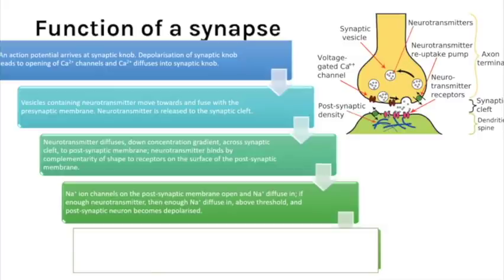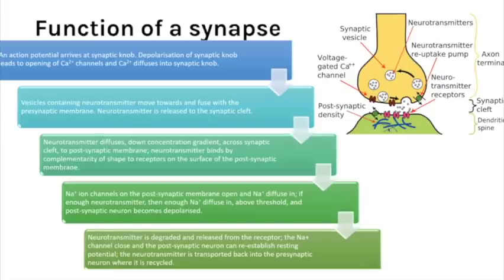When those neurotransmitters bind to the receptors, it causes the sodium ion channels on the postsynaptic membrane to open. Therefore, sodium ions will diffuse in, and if enough sodium ions diffuse in to exceed that minus 55 millivolt threshold, then the action potential is generated. So that will then cause that action potential to be generated in the postsynaptic membrane, and then it can continue along the axon of the next neuron.